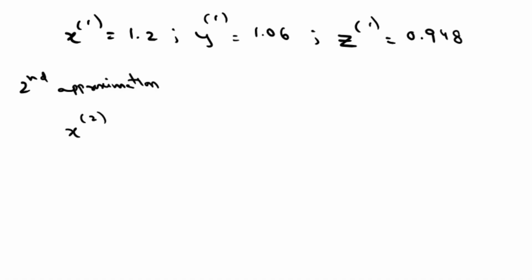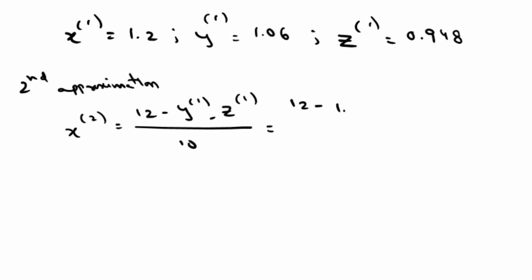x of 2 is equal to 12 minus y of the first iteration minus z of the first iteration, divided by 10, which is equal to 12 minus 1.06 minus 0.948 divided by 10, which is equal to 0.9992.